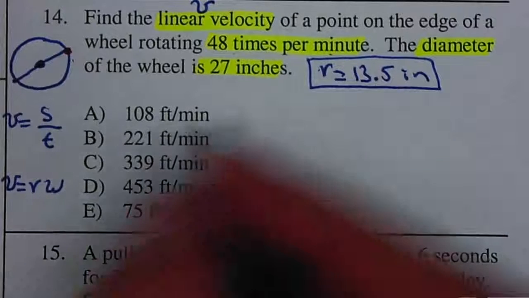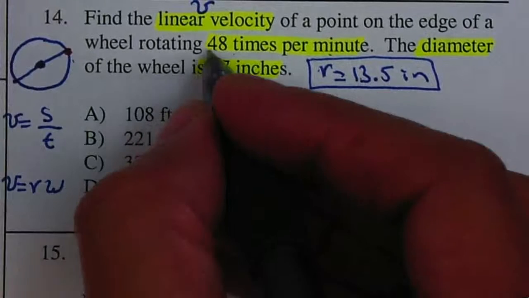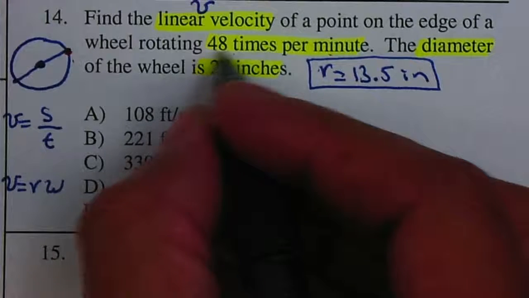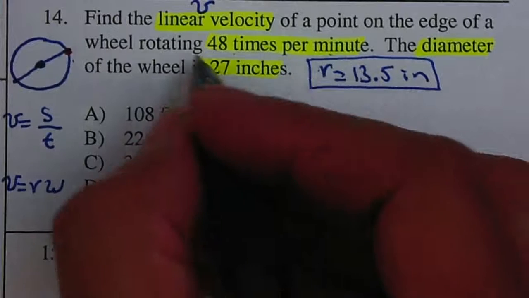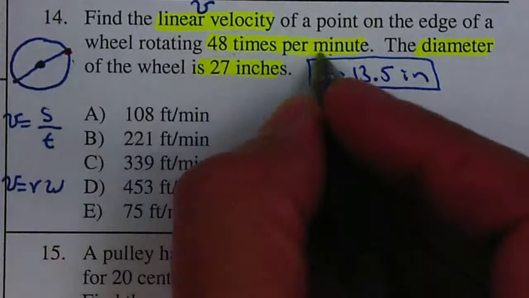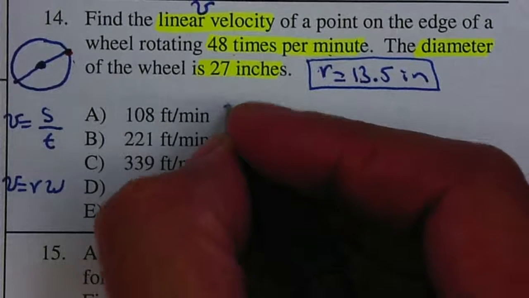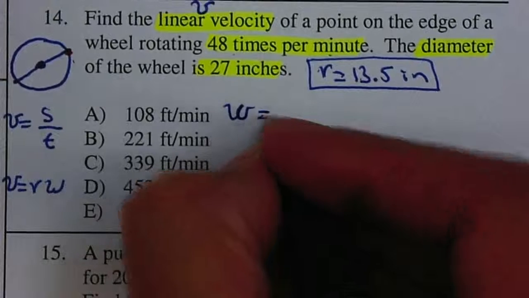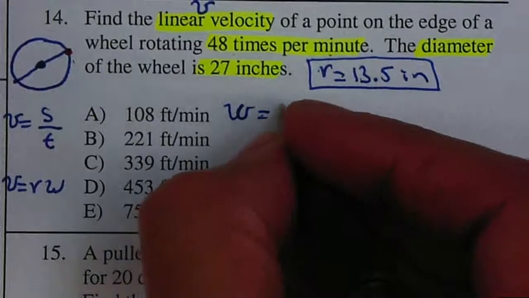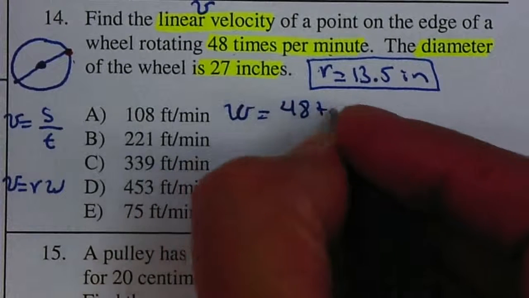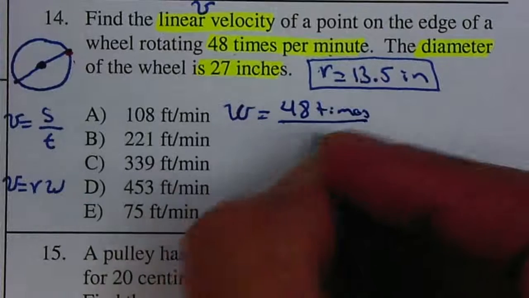In this case, they give you the radius, and they also tell you that the wheel is rotating 48 times per minute. So you have to recognize that whenever they tell you 48 times per minute, that is your angular velocity. That is how fast the angle is changing. So it's 48 times per minute.